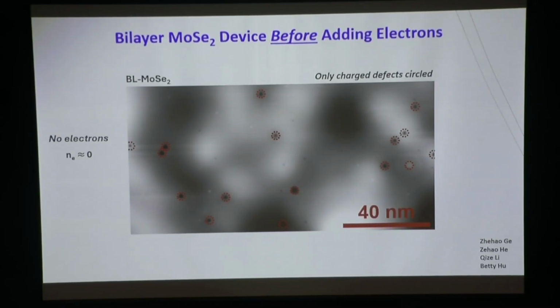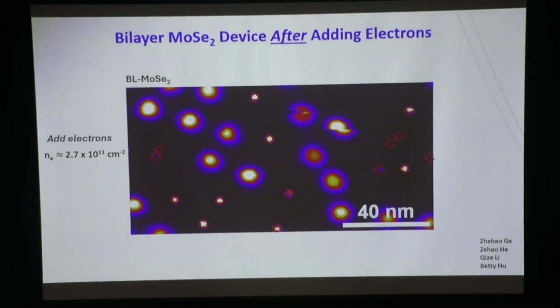So now let's add some electrons to this device and see what it looks like. So let's add 2.7 times 10 to the 11 electrons per square centimeter, and this is what you see. You see the electrons. This bright blob is 1 electron. That's 1 electron. There are 16 electrons in this image. You can see that the electrons are highly localized. They're pushing against each other because of Coulomb repulsion. They're also pushing against these charge defects.